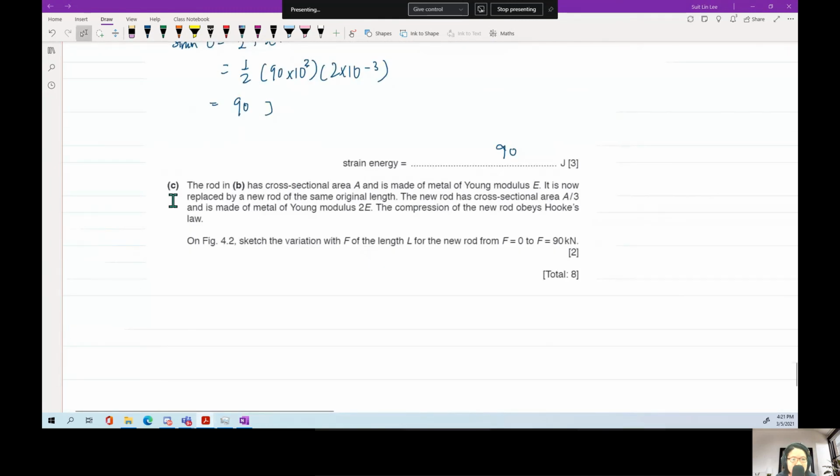Oh, no problem. Next. The rod in B has a cross-sectional area A, made of metal with Young modulus E. It is now replaced by a new rod. So familiar one, right? Same original length. The new rod has a cross-sectional area of A over 3 instead of A over 2, and it's made out of Young modulus 2E. The compression of the new rod still obeys Hooke's law. Sketch how F and L will change from 0 to 90 kilonewton.